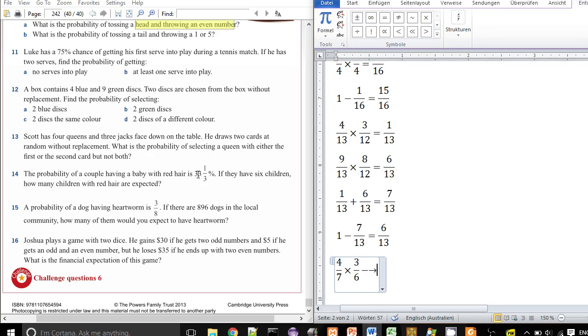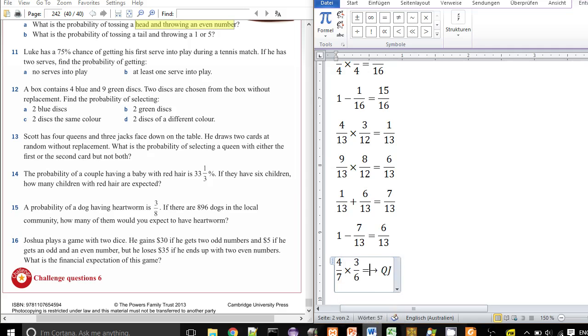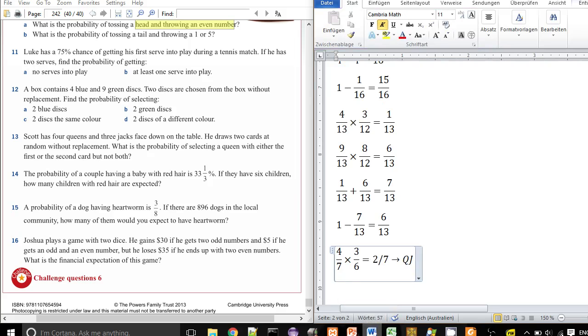So that's... Sorry, I'm trying to explain. That's for getting a queen and a jack. Alright? And let's simplify that. 3 out of 6 is a half, so 2 out of 7. That's the chance of a queen and then a jack.